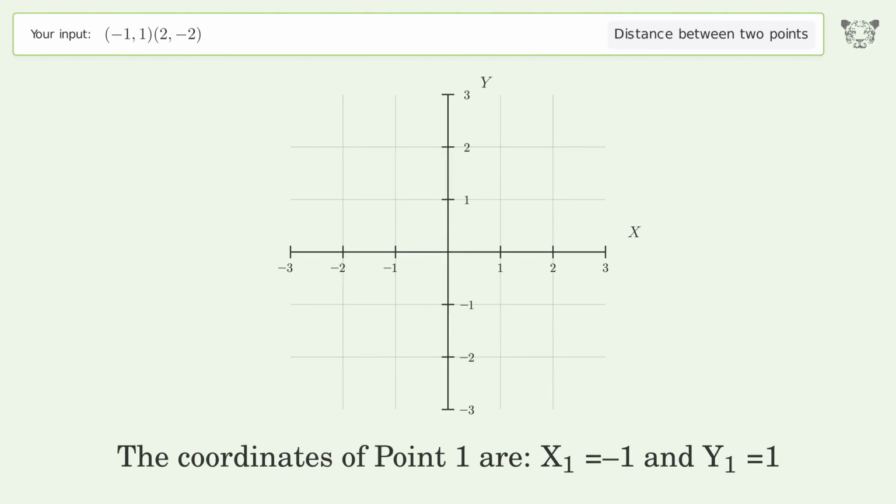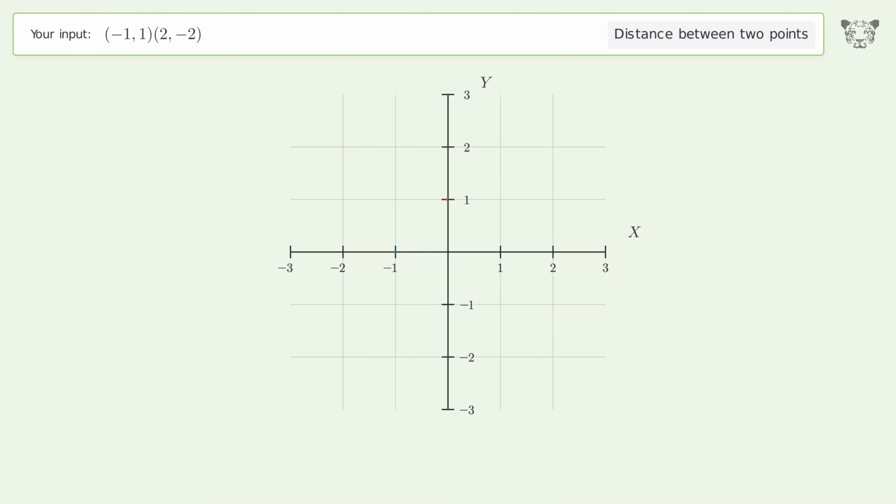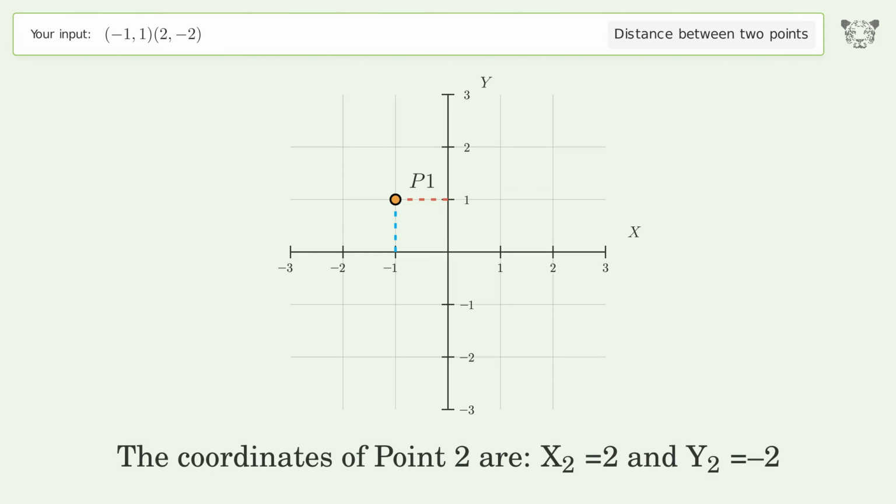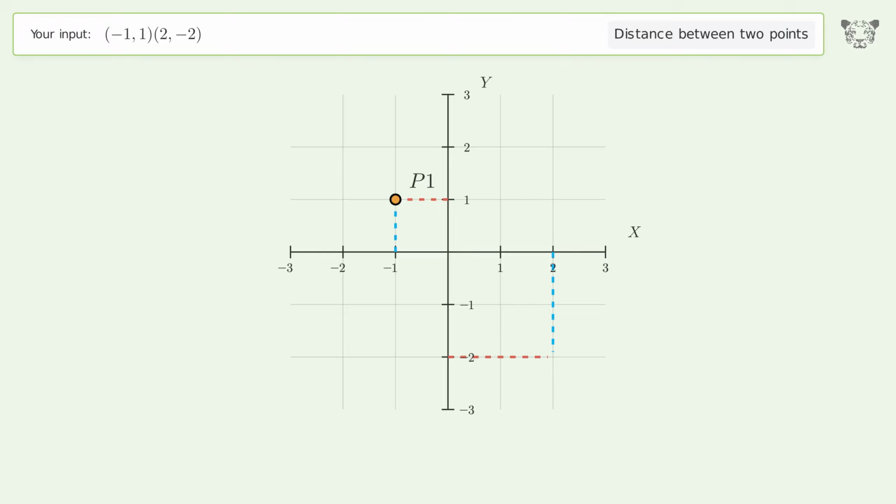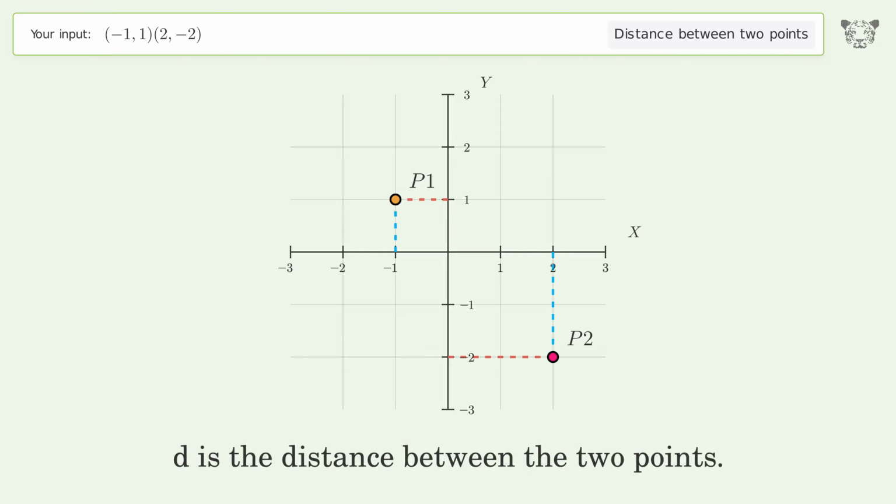The coordinates of point 1 are x1 equals -1 and y1 equals 1. The coordinates of point 2 are x2 equals 2 and y2 equals -2. D is the distance between the 2 points.